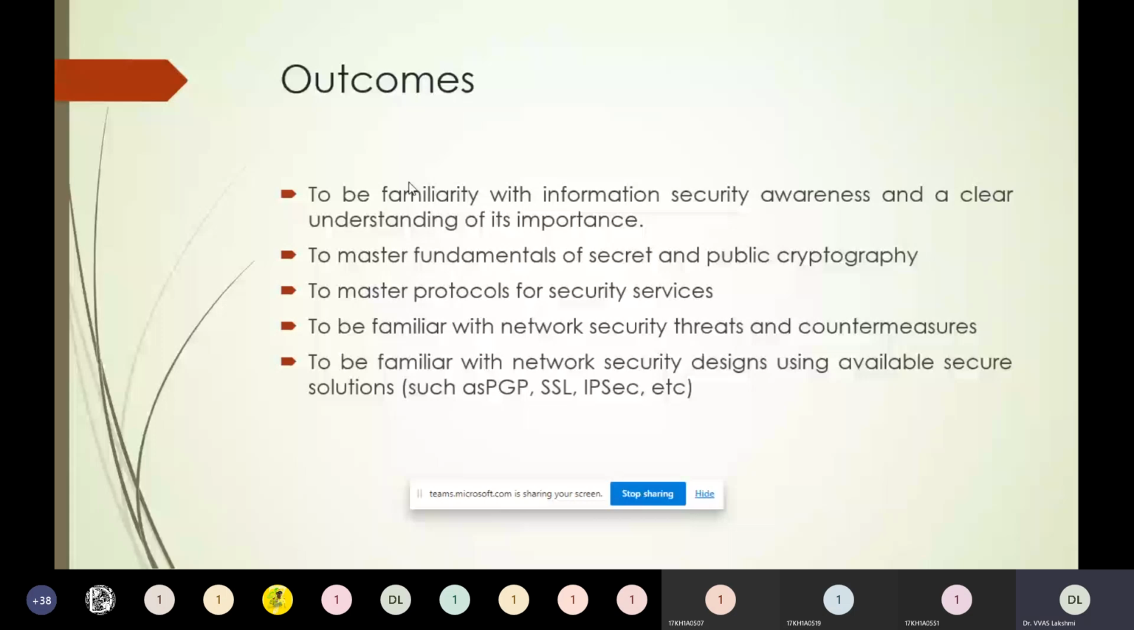Next one, outcomes. So after learning all the techniques or all the objectives we have reached, a student is able to do the following. These are the outcomes. Outcomes means what a student will be able to do whenever he learns the techniques. So he is a master in secret key, that is symmetric key cryptography, and public key cryptography, that is asymmetric key cryptography.